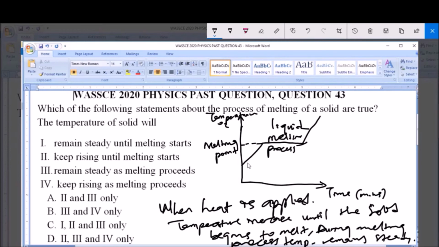Now from this, you see that statement 2 is correct, that is, it keeps rising until melting starts. So statement 2 is correct. Now statement 3 says remains steady as melting proceeds, which is also correct. It remains steady as the melting proceeds.